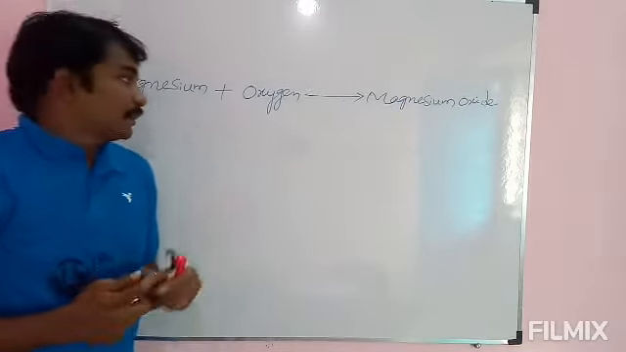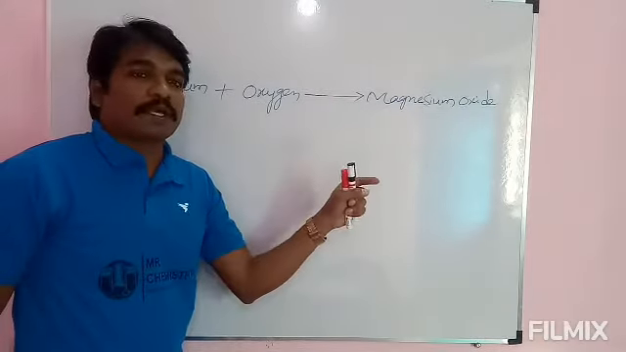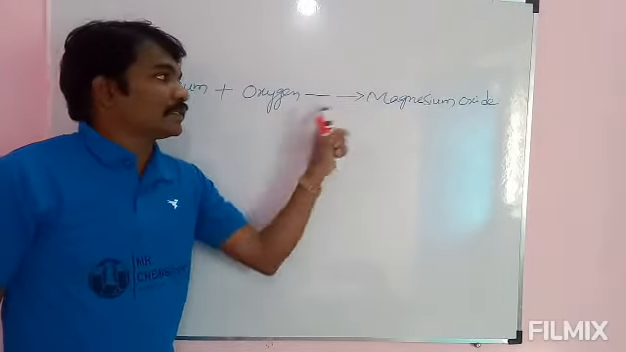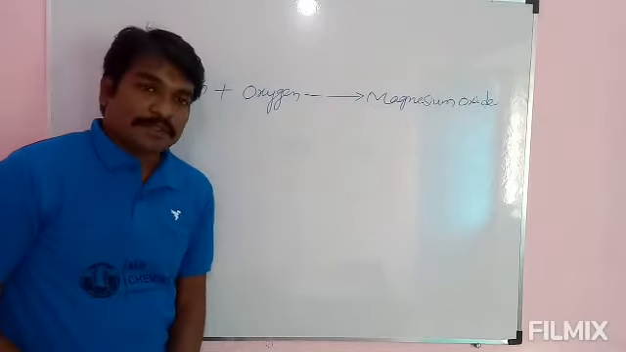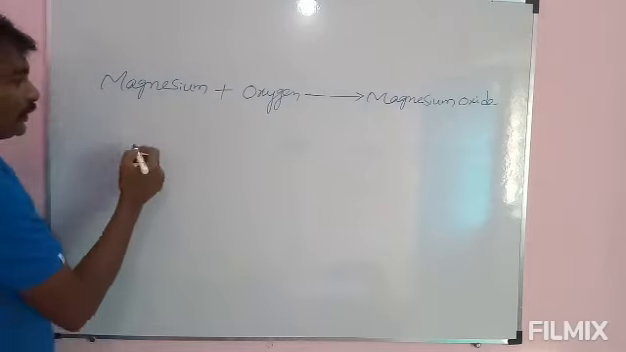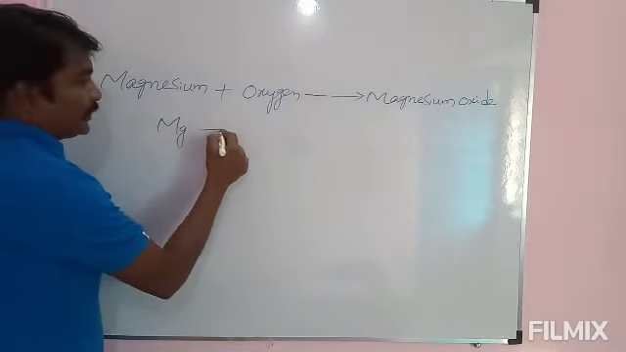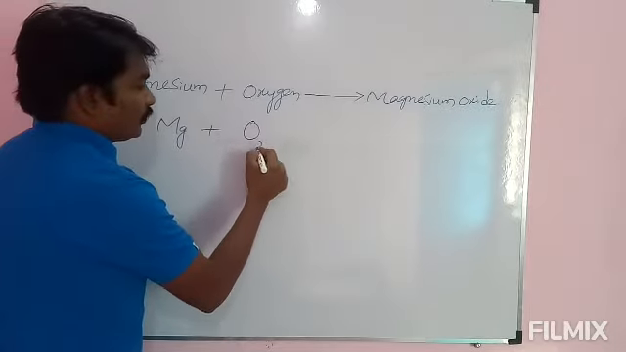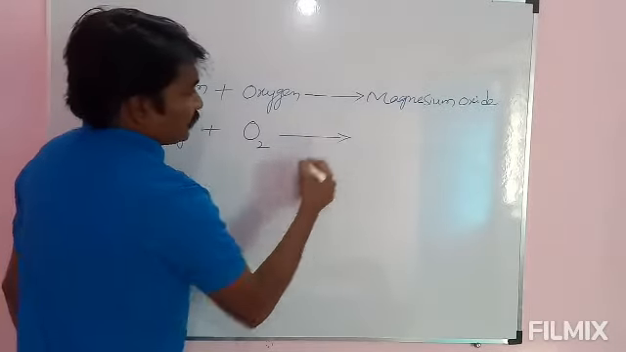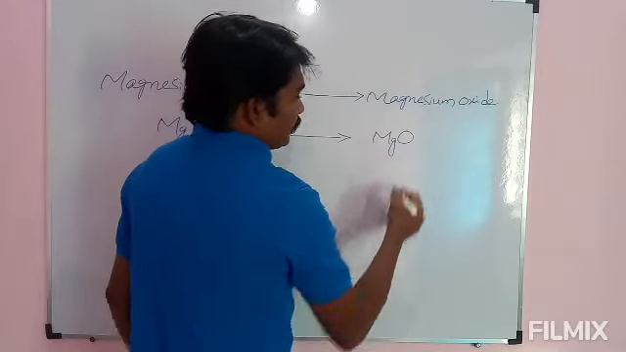Okay? Reactants react with each other and form a new product. Reactants and products are separated by an arrow mark. And the symbolic representation of this word equation: magnesium Mg plus oxygen O2 gives magnesium oxide MgO.